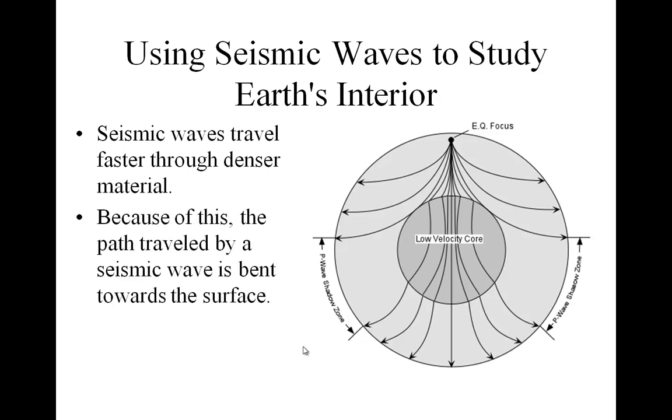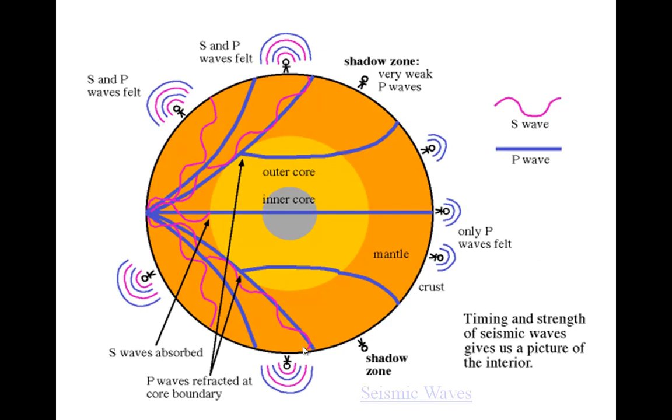Seismic waves travel faster through denser materials. Because of this, the path traveled by the seismic wave bends towards the surface, like a tank. Here's a picture showing a very complicated path. It even shows you the S waves, the pink waves, moving in that zigzag pattern, and the blue P waves traveling in a straight line.